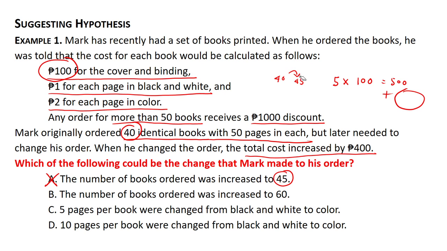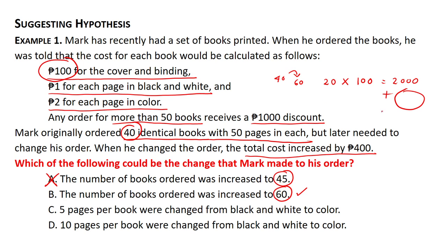Okay, by the same reasoning, option B can be eliminated. If we increase the number of books from 40 to 60, the number of books will increase by 20. Each book, because of the cover and binding, will increase the price by 100. So that means our total cost will increase by 2,000 plus some more because of the number of pages. But we have to take into account statement 4, namely that if we order more than 50 books, which is the case here because we ordered 60, we will receive a 1,000 peso discount.